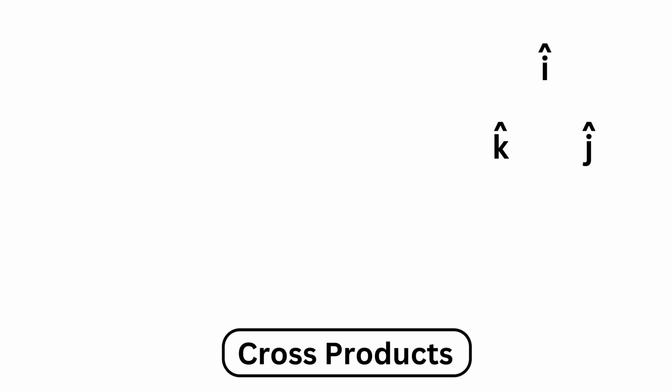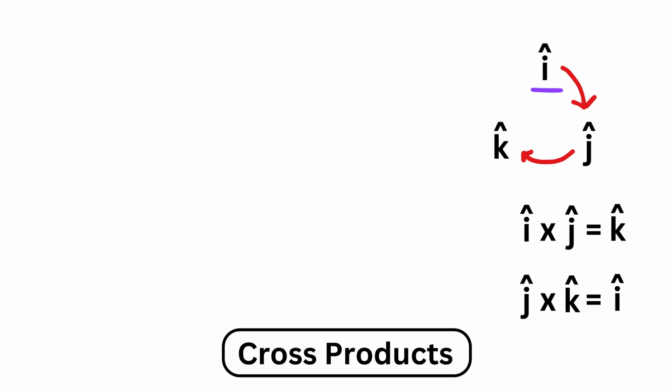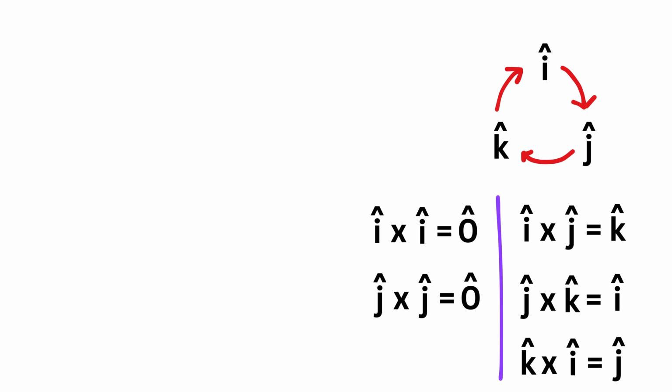Write i, j, and k like this. Now i cross j is this k, then move again clockwise to get j cross k as i, and finally k cross i as j. Also note that the cross product of a vector with itself is 0, which means this.